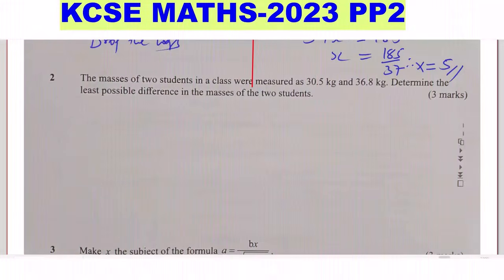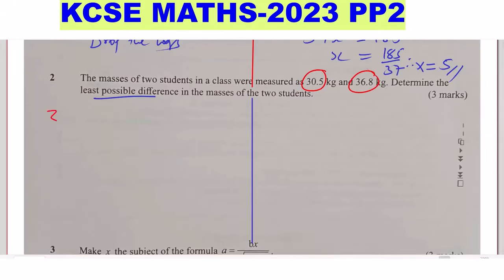Question 2. The masses of two students in a class were measured as 30.5 kg and 36.8 kg. Determine the least possible difference in the masses of the two students. The least possible difference. Now the first thing you're going to do, the weights are given as 30.5 and 36.8. So we need to get the limits in each.